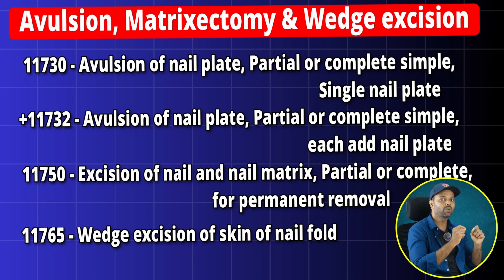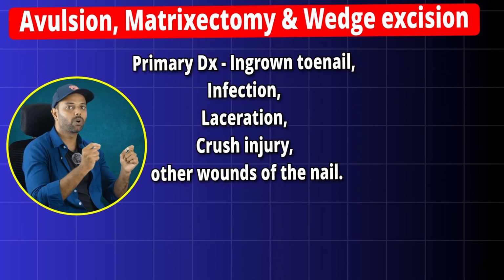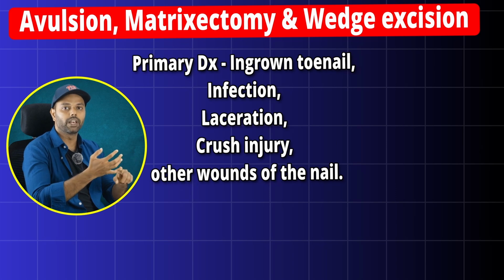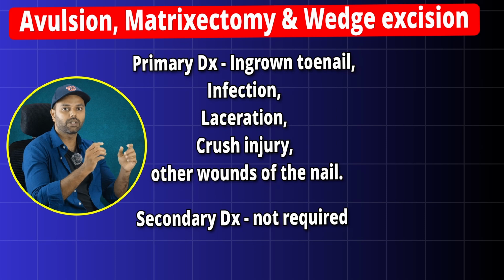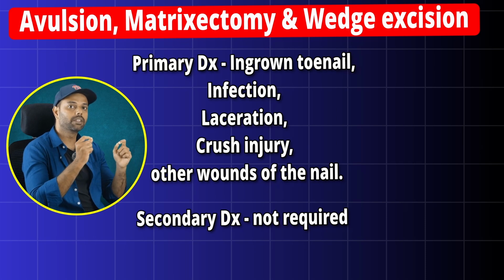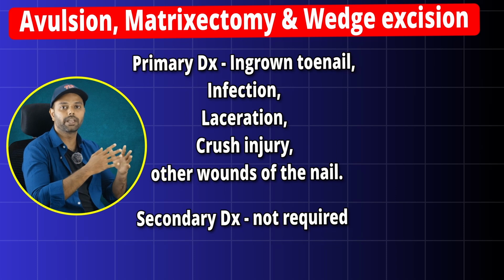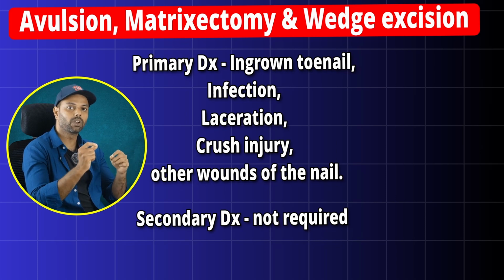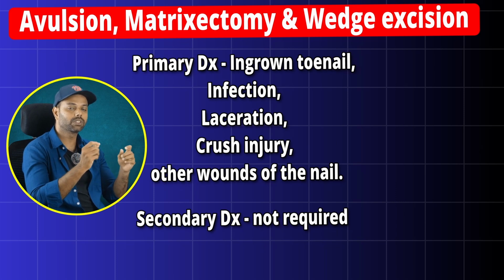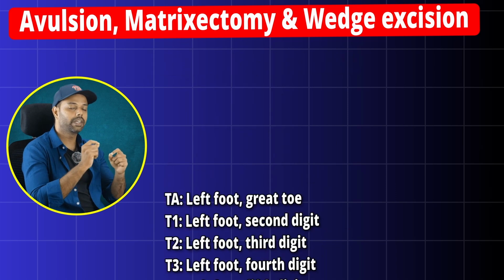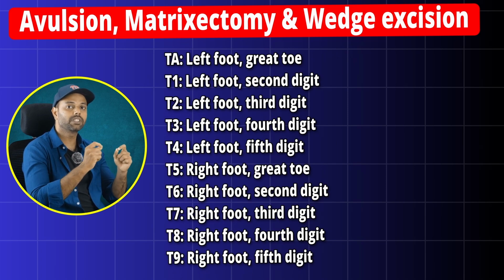Now let's see how to code the correct diagnosis and modifier for the above codes. The primary diagnosis for the above codes should be ingrown toenail, infection, laceration, crush injury or other wounds of the nail. Secondary diagnosis is not required for the above codes. Make sure that the procedure meets the reasonable and medical necessity standards. Check the LCD policy or payer specific guidelines. Ensure that the documentation includes the diagnosis and procedure performed. A P modifier is required on this claim. This specifies to the insurance on which toenail the procedure was performed.